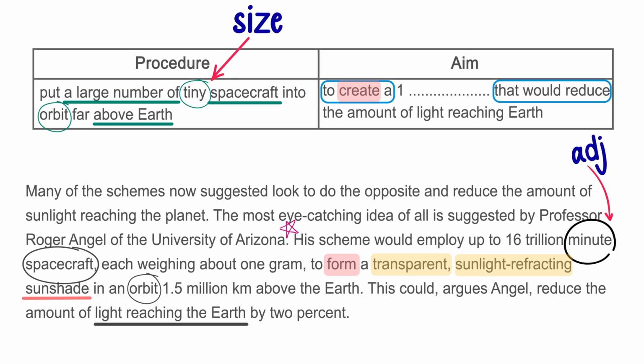This is the noun that we're trying to look for: sunshade. So it creates a sunshade that would reduce the amount of light reaching Earth. Sunshade in an orbit 1.5 million kilometers above the Earth. This could, argues Angel, reduce the amount of light reaching the Earth by 2%. So as you can see, this is a trick that you may come across in so many IELTS reading passages, in which after the connecting word in the text, you may not see the word itself. Maybe some adjectives are used in order to define that noun. Right, let's move on to our next question.